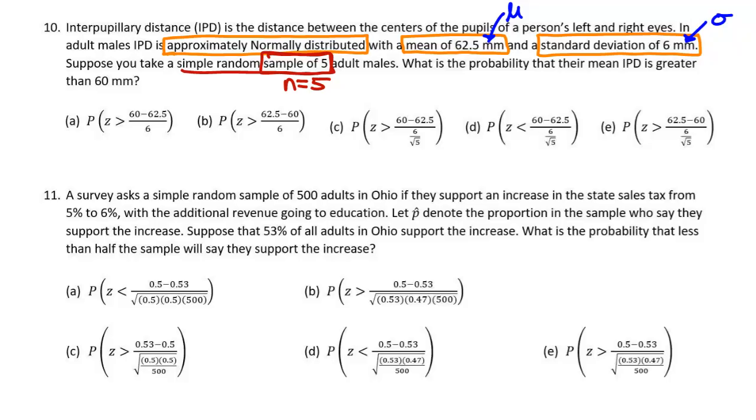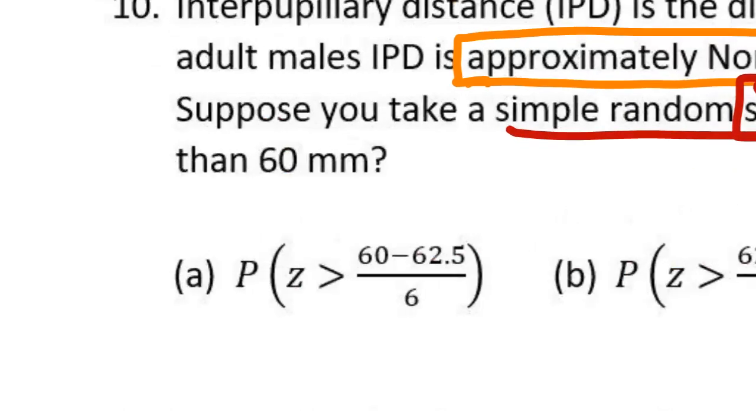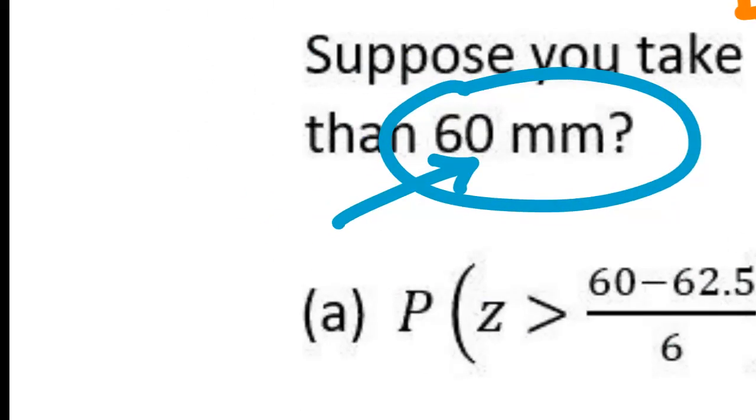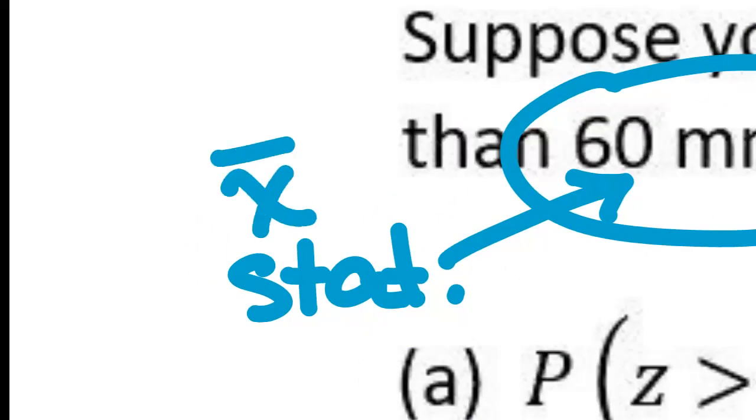So, what is the probability that their mean IPD is greater than 60 millimeters? That is the statistic. That would be like an X bar. The reason they don't put X minus X bar or mu minus X bar is because we also have P and P hat. We'll learn of other statistics and parameters later.